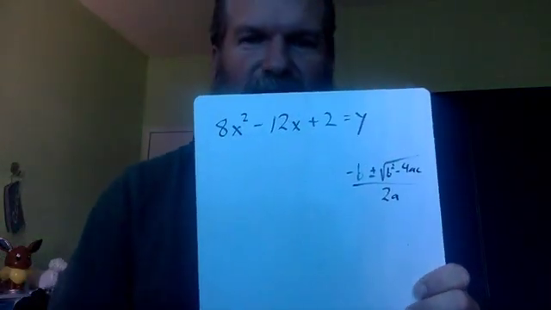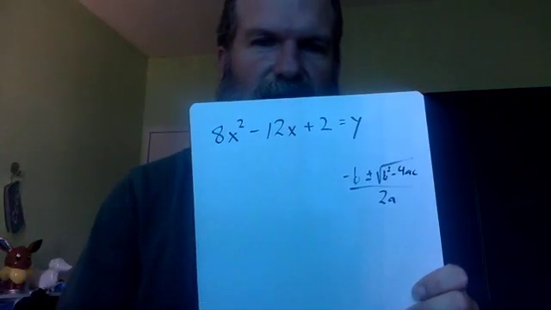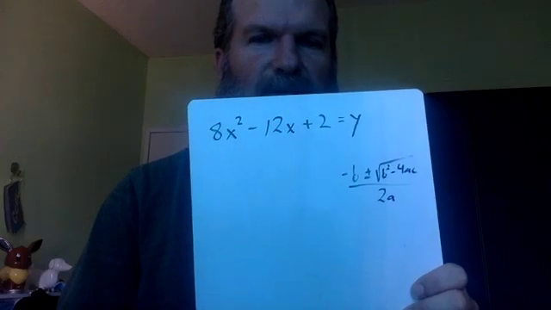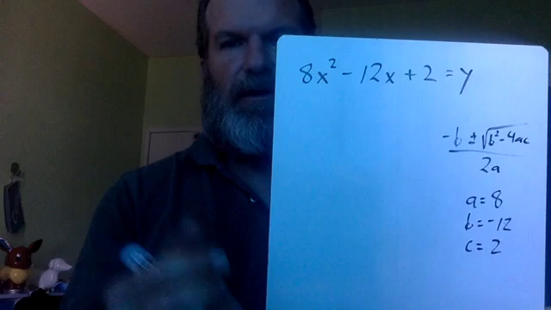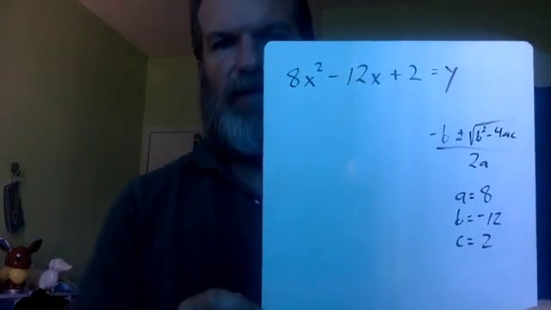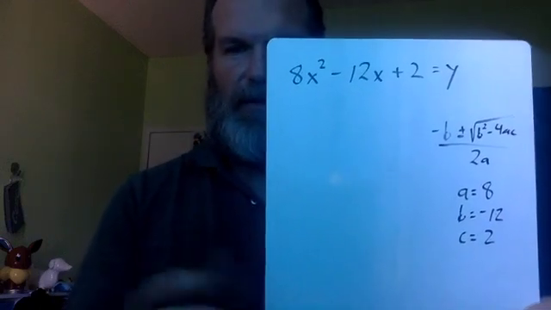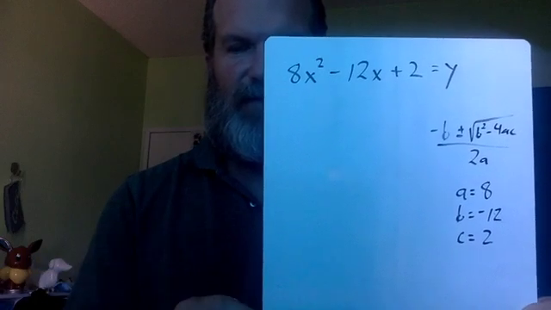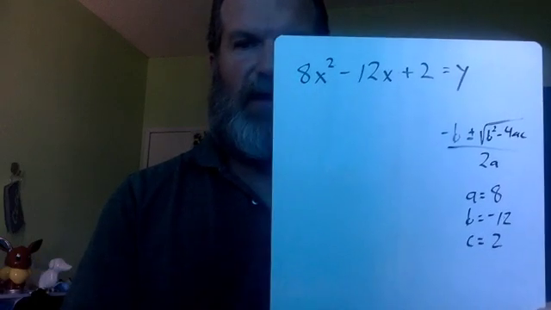So some of you may be asking yourselves, what are a, b, and c? Well, it's 8, negative 12, and 2. A is the coefficient of x squared, b is the coefficient of x, and c is the constant, the number that's by itself in your standard form of the equation that I've given you an example of here. All right, so you just substitute those numbers into that formula and start doing the math and start solving them.